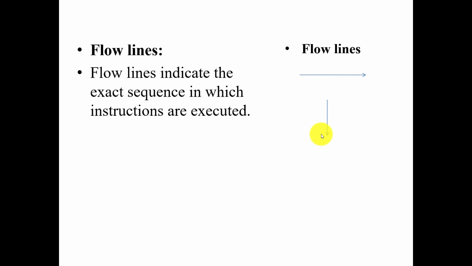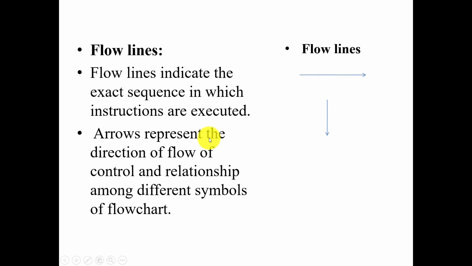Now the next symbol is the flow line. These are the arrow lines. These lines indicate the exact sequence in which instructions are executed. The arrow represents the direction of flow of control and the relationship among the different symbols of the flowchart. So the flow line is basically used to indicate the sequence or direction of flow of information.